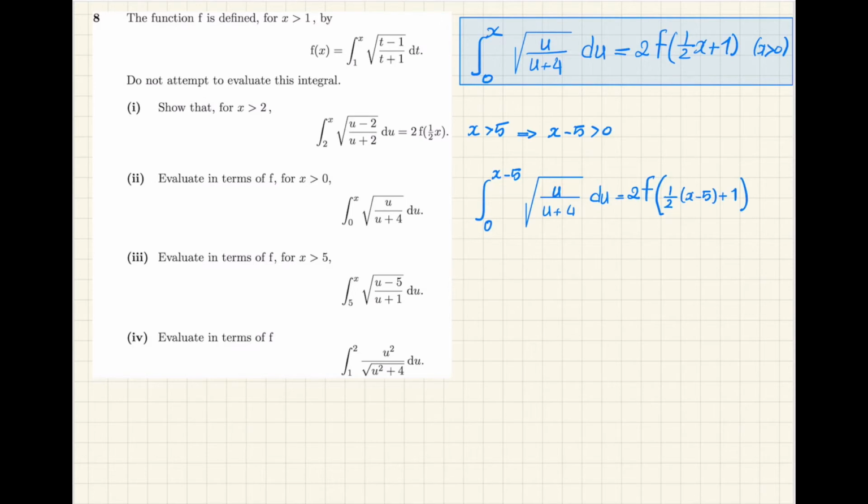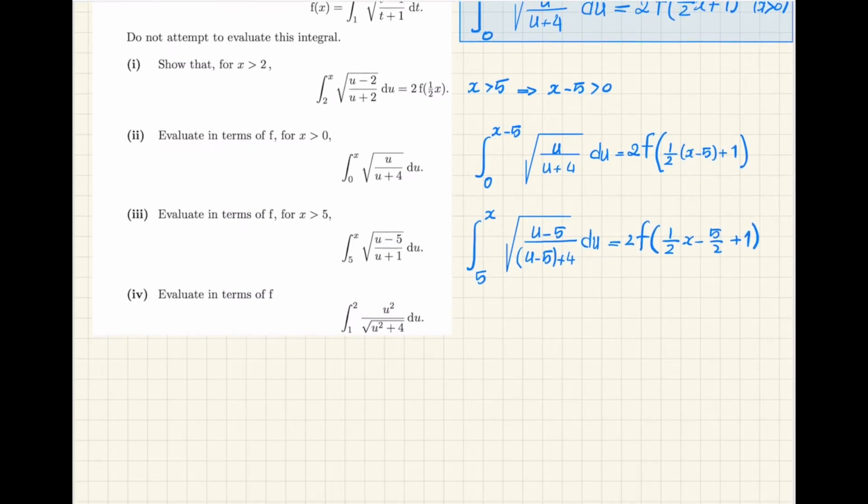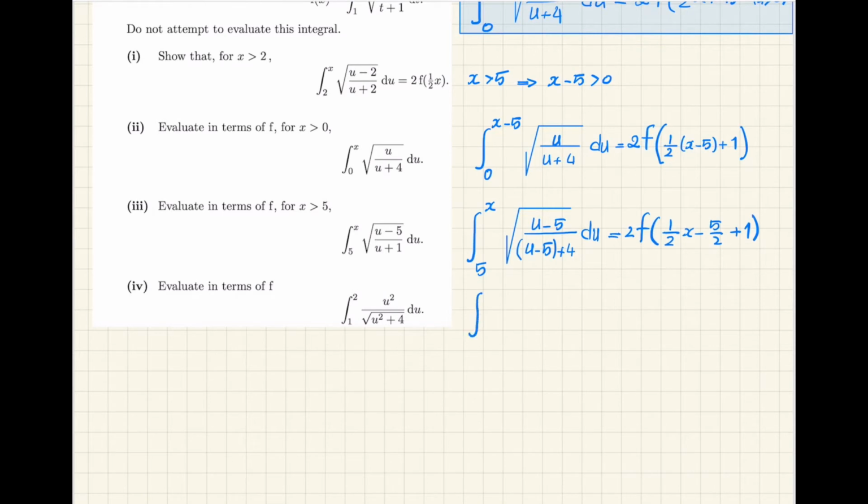Okay, and then instead of this one, as I told you, I will write that simplified expression. So it becomes 5 to x, then I will have this (u - 5) / (u - 1)... plus 4 du, and on the right hand side, let me multiply it here, it becomes 1 over 2x minus 5 over 2 plus 1. And one more step, we are close to the solution but not 100% right, yes?